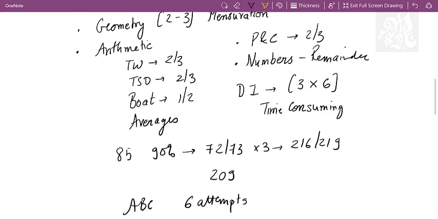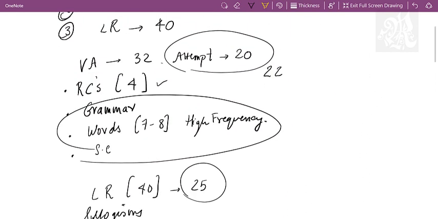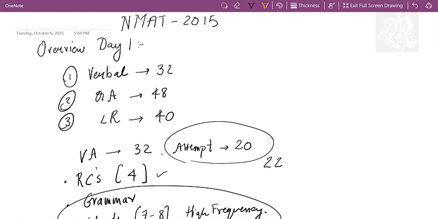So this is how NMAT should work, and this is how we'll also give you overviews on the days to come and what kind of questions will be asked in the paper.